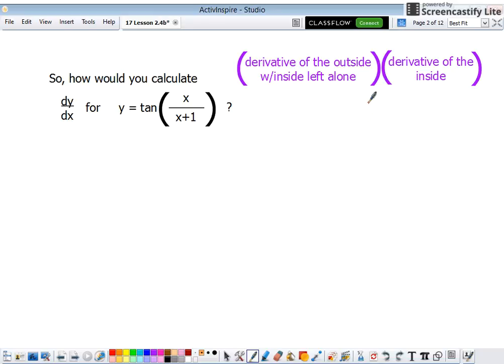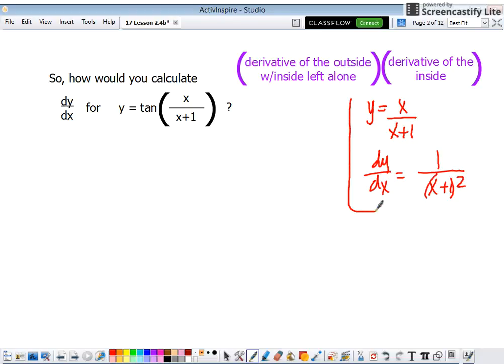Now, the one that we just did a second ago was the derivative of this part right here in the middle. And we found out that the derivative of that was 1 over x plus 1 squared. I'm just going to put this over here on the side. So for this particular problem, we're going to have to use the chain rule. Now, the inside function is x over x plus 1. The outside function is the tangent function.